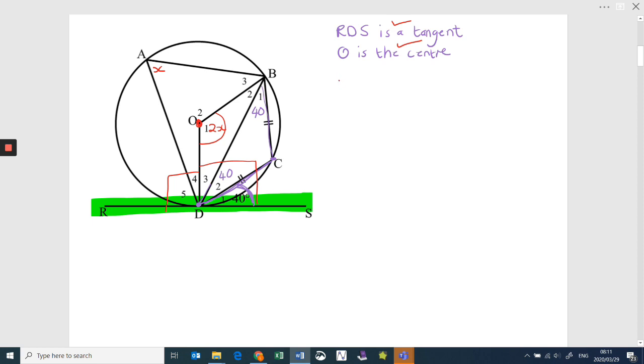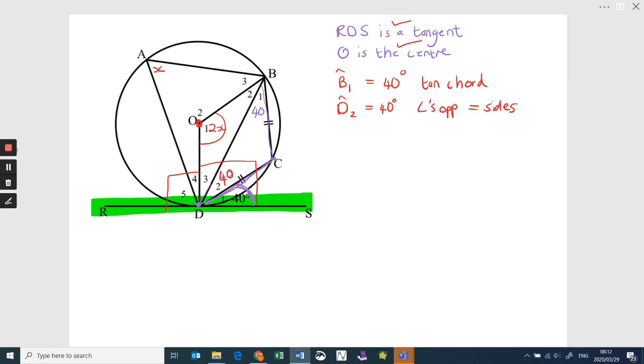Right, so B1 is the first thing I need to get. B1. Okay, did I have it already? I did. There's B1. It was the 40. Right, so B1 equals 40 degrees, but how did I get there? It was tan chord. The next thing I need to work out is D2. D2 I've also already worked out as that 40 over there. And what was that about? That was about angles opposite equal sides. The next thing to get was C.